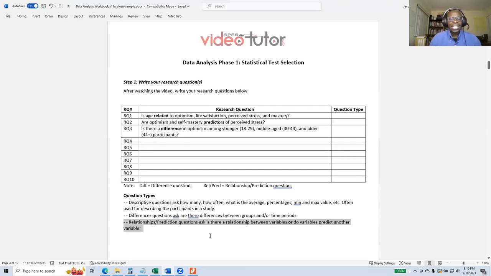These questions ask, hey, are there relationships between variables? Is there a relationship between variable A and variable B? In other words, is there a relationship between shoe size and height? That's one. Is there a relationship between ice cream sales and the temperature outside? That's a relationship question.